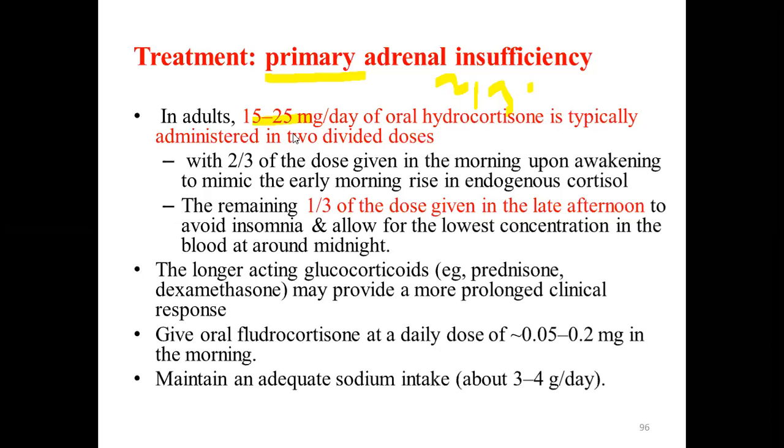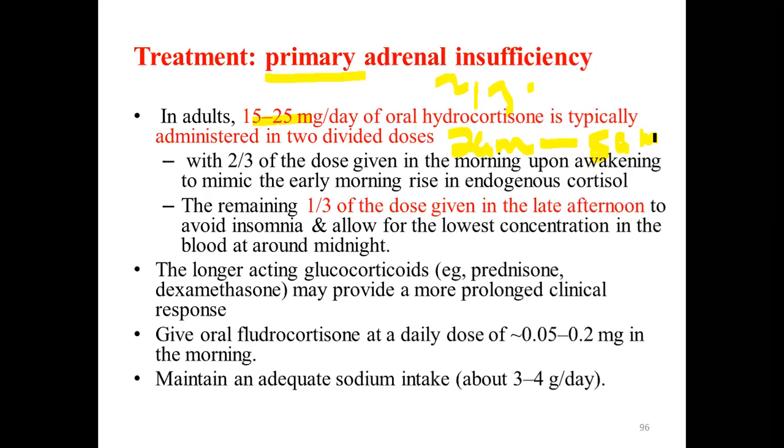Because endogenous cortisol production follows the same pattern, such that there is increased production during the day and it lowers at night. Exactly. It mimics the endogenous production of cortisol. Remember, cortisol production starts rising from around 2 a.m. and reaches its peak around 8 to 9 a.m. So usually the peak point is 8 a.m., and the dosing mimics the endogenous production.